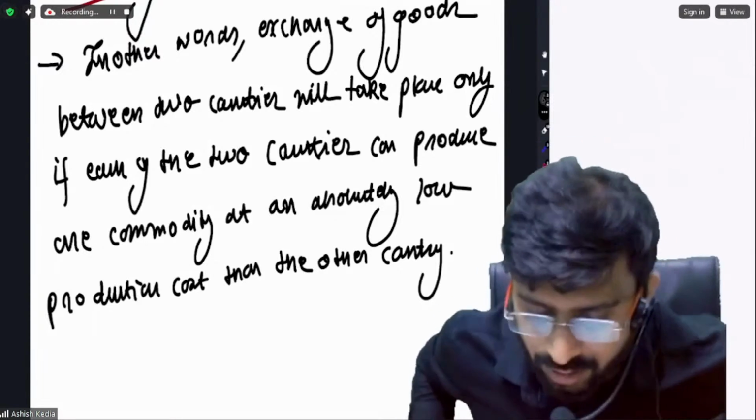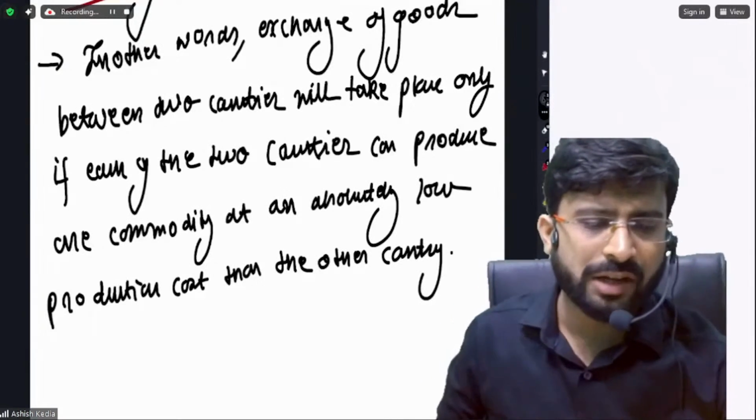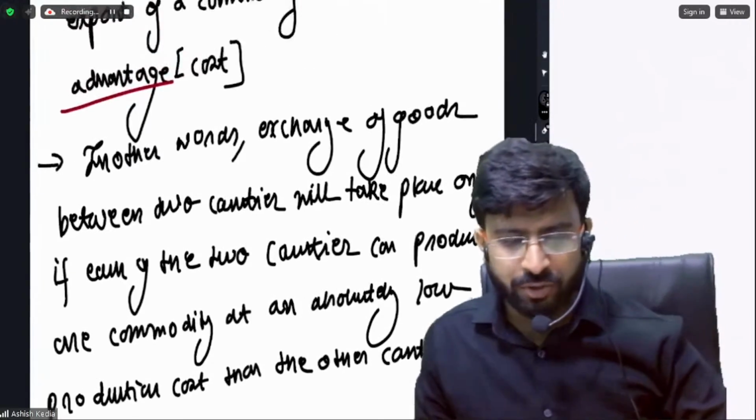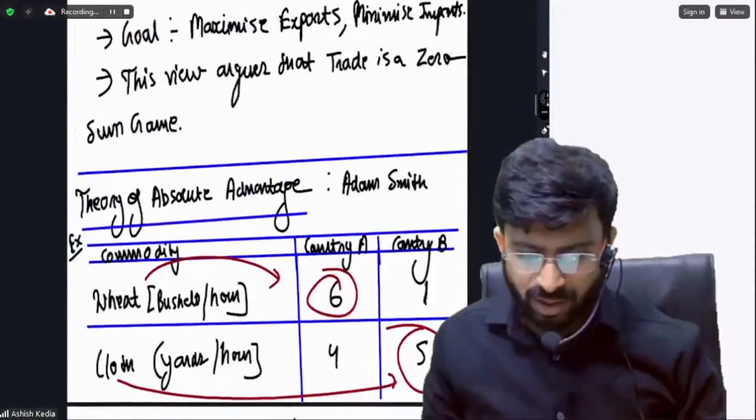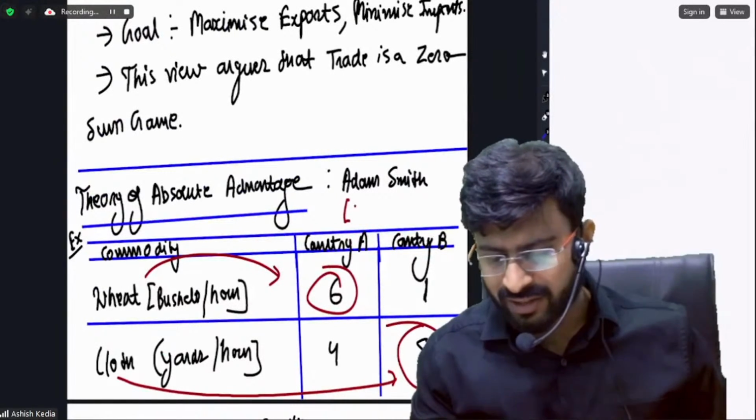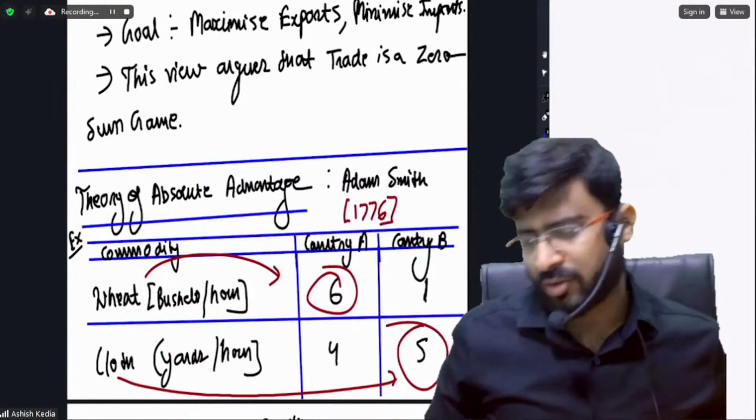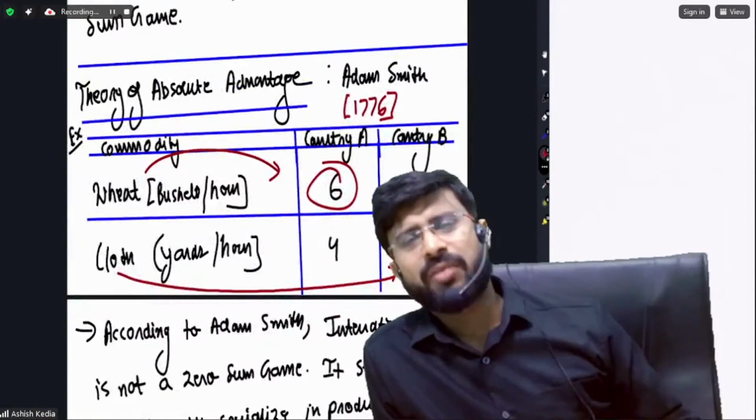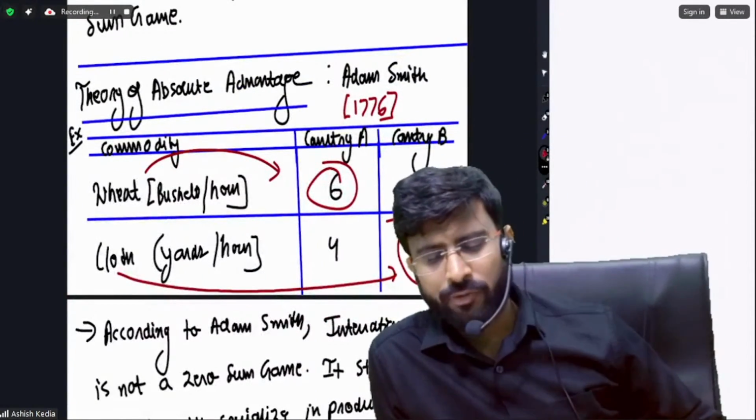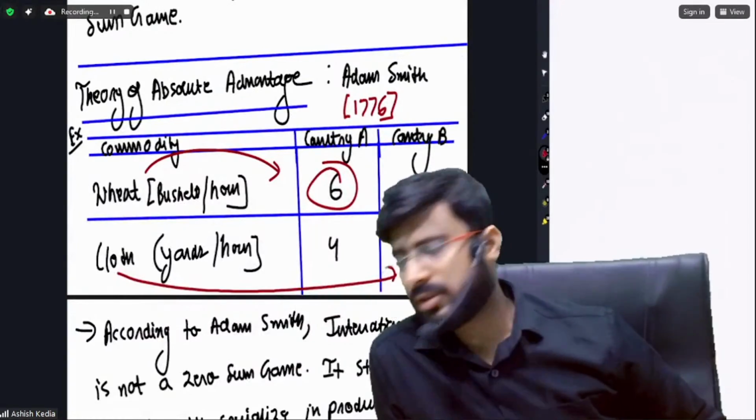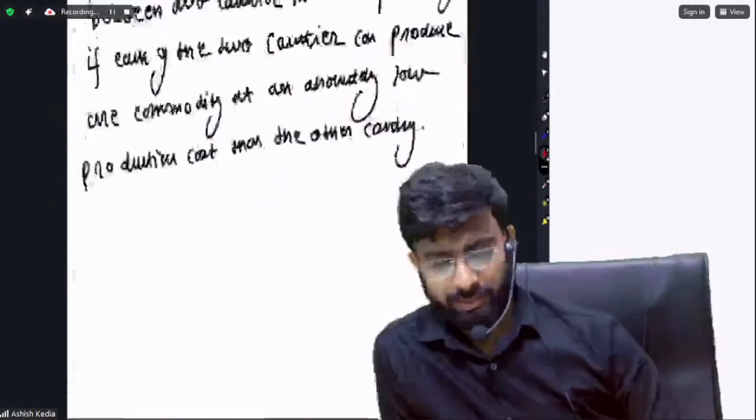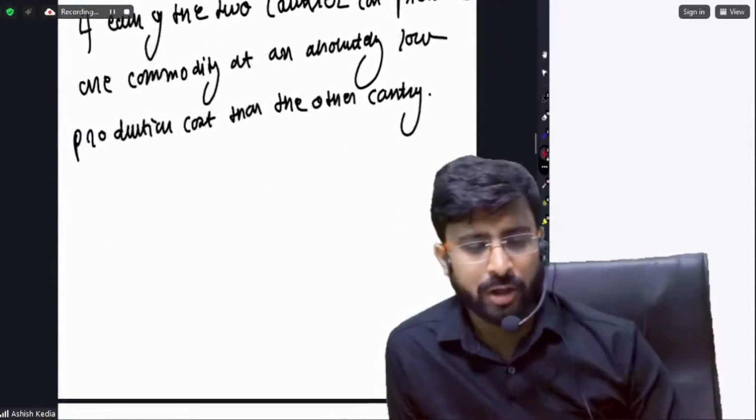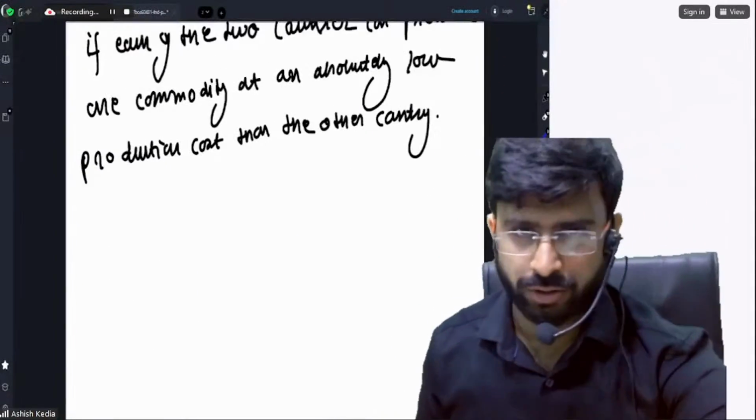Sir, can you tell us its advantage and disadvantage? Of course, I will tell you. But first, let me highlight for you that this theory of absolute advantage came around the year 1776. Nobody will ask you the time, but just for your extra information, around 1776 this theory of absolute advantage came into being. Understood? Now we will talk about advantage and disadvantage both.